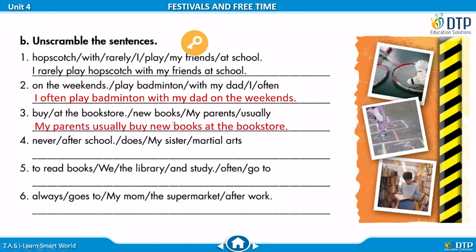Very good. My parents usually buy new books at the bookstore. How about number 4? What is the subject? My sister. Good. What is the adverb of frequency? Never. Good job. How about verbs? Does, martial arts. Excellent. So we have, my sister never does martial arts after school.